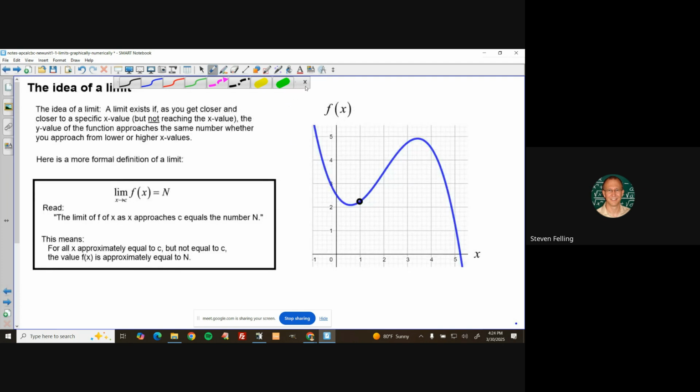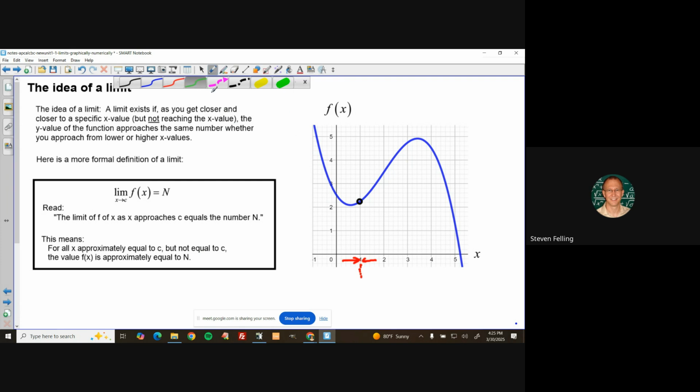So first of all, the idea of a limit is just this. A limit exists if, as you get closer to a specific x value, but not quite at that x value... So let's say that you're getting closer to a particular x value, like let's say 1, either from the left or from the right, but you stop just short of the 1. You don't actually get to the 1. So you get close to the 1 on either side, right?